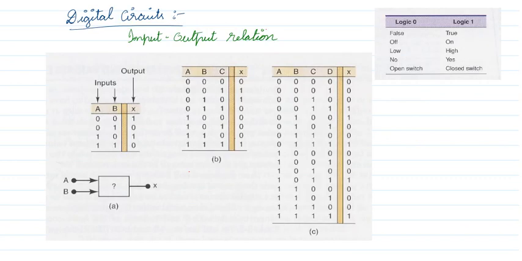So what is a digital circuit? In a digital circuit, the input or output can be only of two levels. We can say this is logic 0 or logic 1. So it can be either false or true, off or on, low or high, no or yes, open switch or close switch. These are the analogy or equivalent of logic 0 and logic 1. So input can be either logic 0 or logic 1. Similarly, output can be either logic 0 or logic 1.